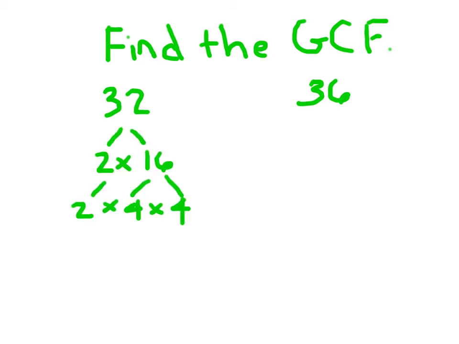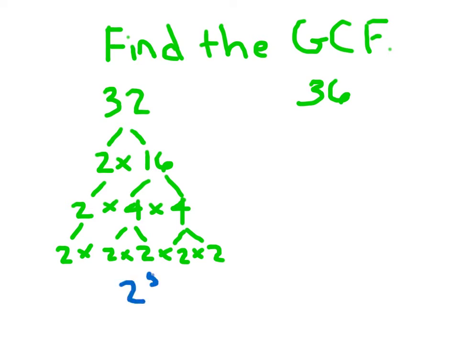I've started this factor tree, and remember, for a factor tree, you really have to make sure that the lowest level is made up of all prime numbers. So 4 can still be broken down into 2 times 2. So as you see, the prime factorization of 32 is 2 to the 5th power. We have 1, 2, 3, 4, 5, so our base is 2, and our exponent is 5.